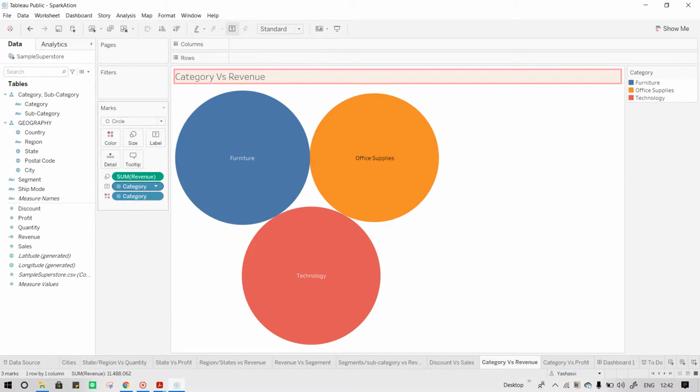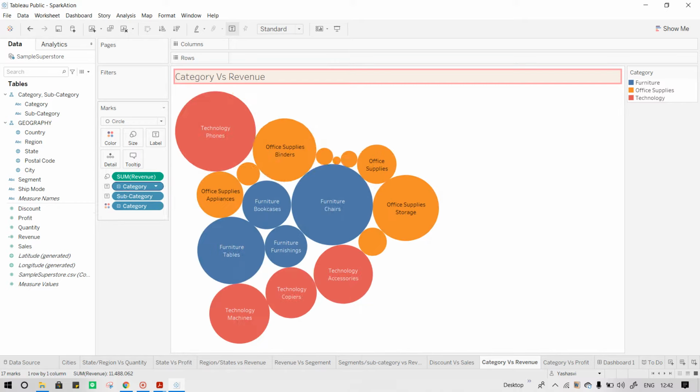In this, we have made a revenue model over the category. We can definitely see all three have a very small margin, but when we divide these, we can see that in technology the circles are quite similar in size. So this is the part the company should focus more on, compared to office supplies, where they have different variations of circles.